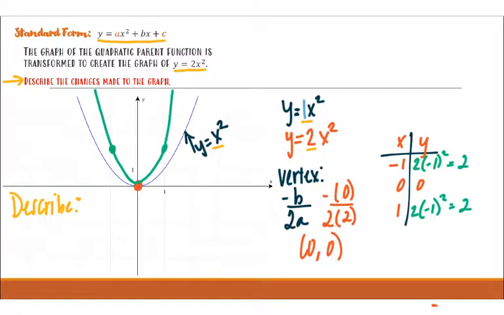So we have transformed our parent function y equals x squared to a new graph y equals 2x squared. And one thing that we can see is that it stays at the same point. It doesn't move up or down. But what does happen is it's like our graph got a little bit more narrow. So that's the change that we can describe, is that our graph gets more narrow or narrower.